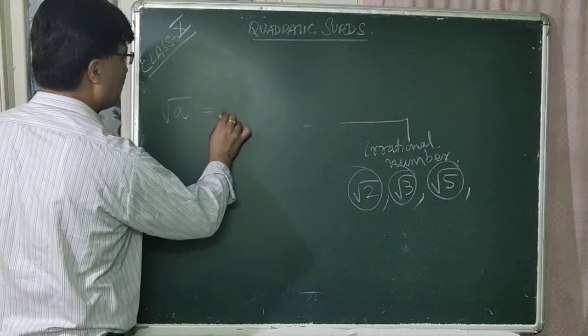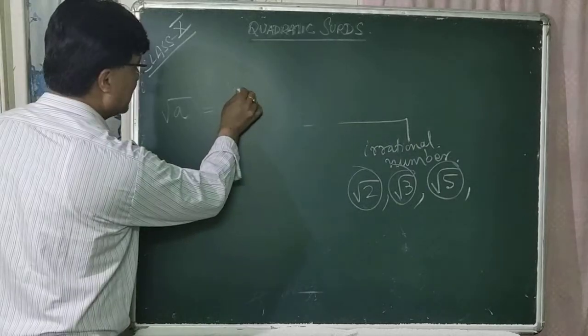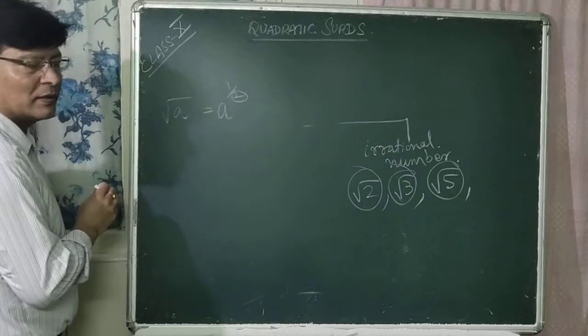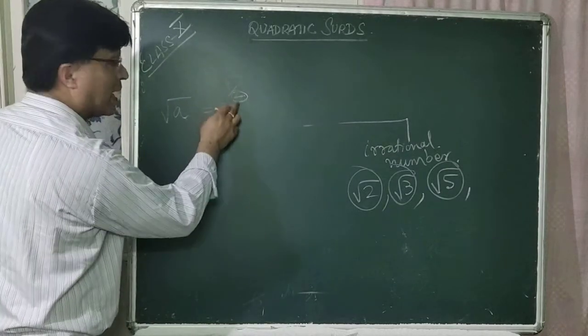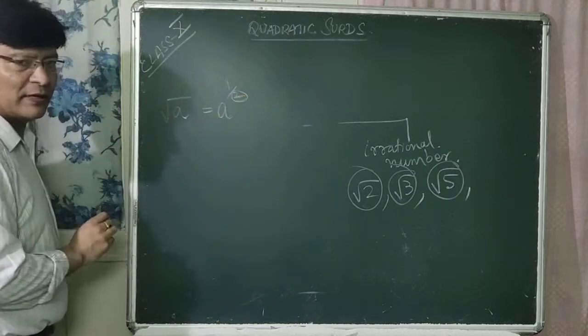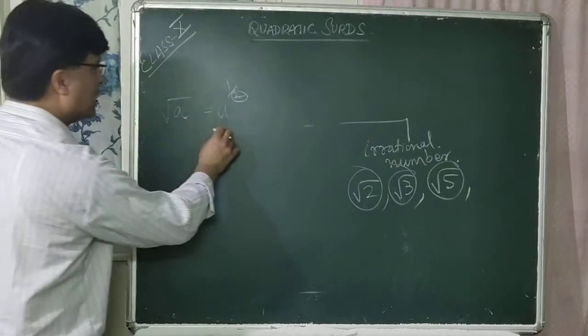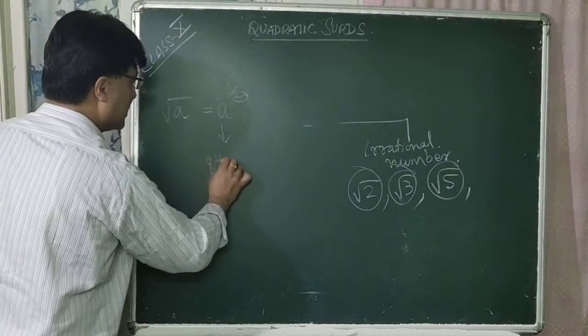Why is it known as a quadratic surd? Because it can be written in the form a to the power half. Since there is 2 here, this square root of a means a to the power half. That's why a to the power half, or root over a, is known as a quadratic surd.